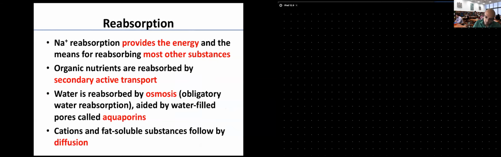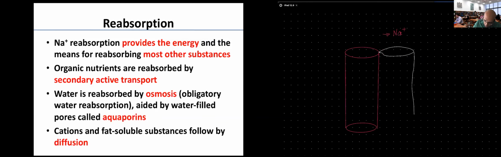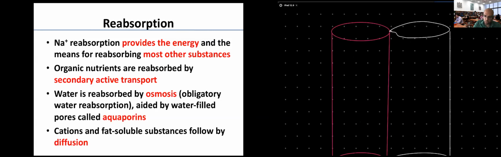The main provider for the energy required for most of the reabsorption to take place is the reabsorption of the sodium. So if we're looking here at a peritubular capillary, the blood vessel on here, and this is one of my convoluted tubules, either distal convoluted or proximal convoluted tubule. The very first thing that we're going to be performing is the transport of the sodium. Transport of the sodium is going to be a secondary active process.